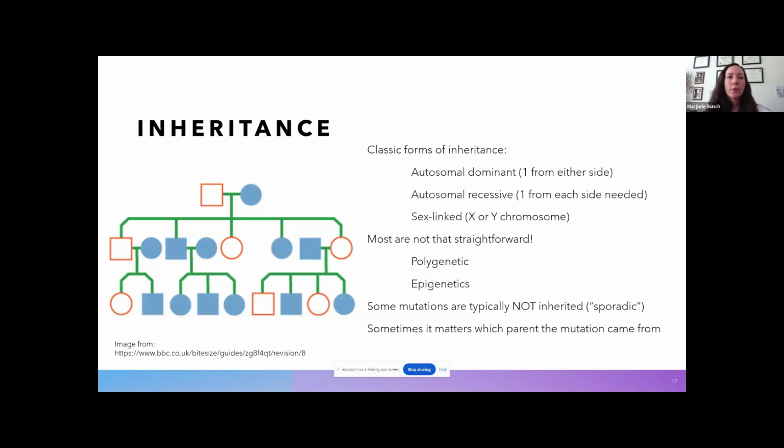So then, like I said before, some mutations are usually not inherited. Some are known to just be sporadic. So some are known to just happen further on in development, or aren't associated with an inheritance pattern, and some are actually more commonly sporadic than actually inherited. And sometimes the presentation or the syndrome will be different depending on whether the mutation came from the mother versus the father. So there are a lot of different things that can happen to change what symptoms are shown.